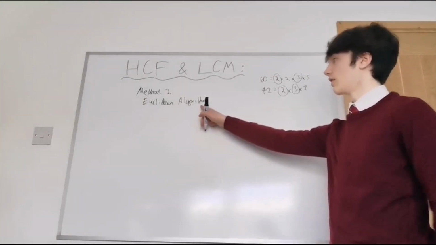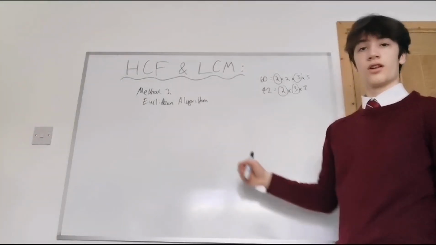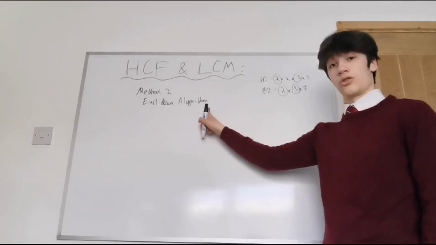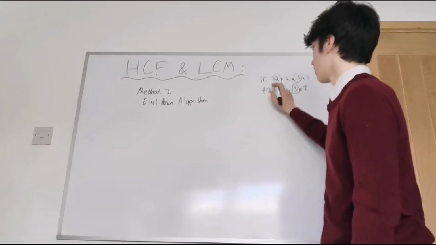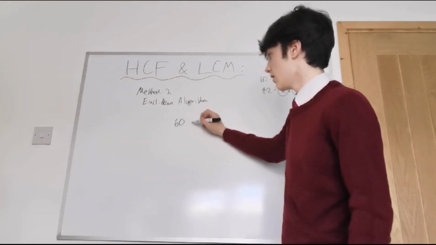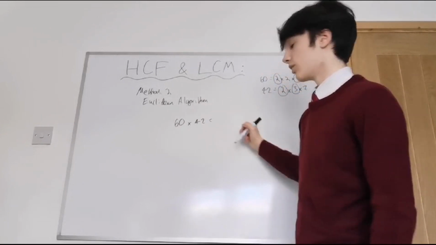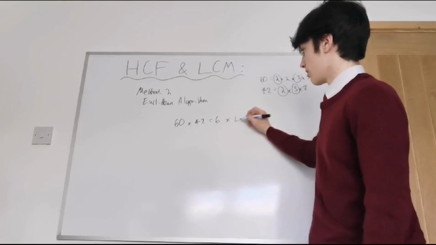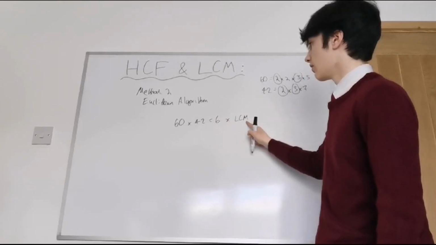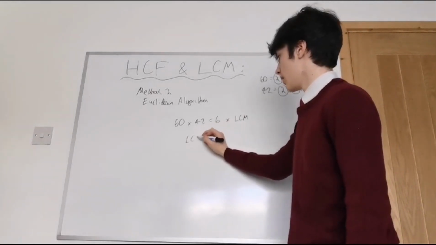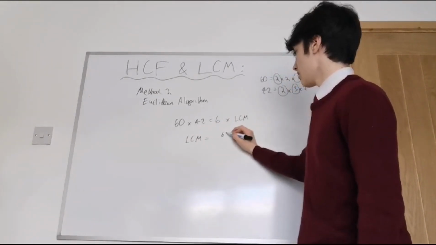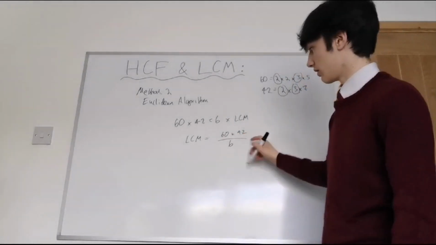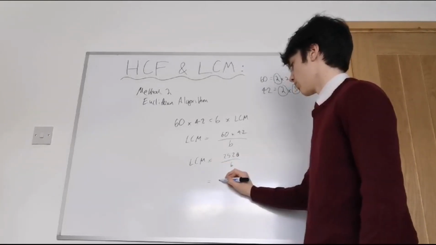Using the Euclidean algorithm, we've worked out the HCF, but we haven't worked out the LCM. To work out the LCM, we can use a useful rule saying that the product of the two numbers, 60 times 42, is equal to the HCF times LCM. The HCF is 6 and the LCM is unknown. So we're going to rearrange the equation: LCM equals 60 times 42 over 6. If you put this in your calculator, it's 420.